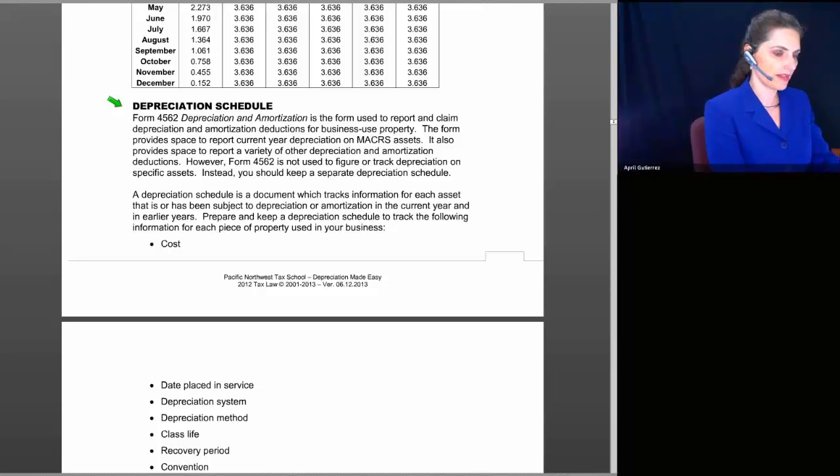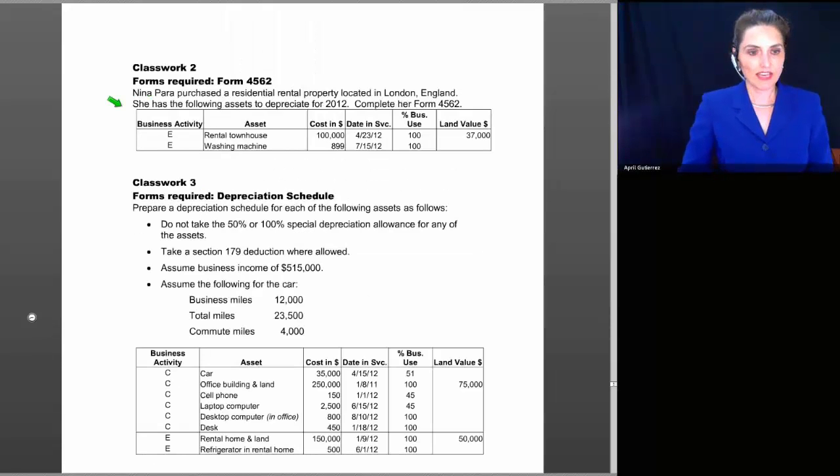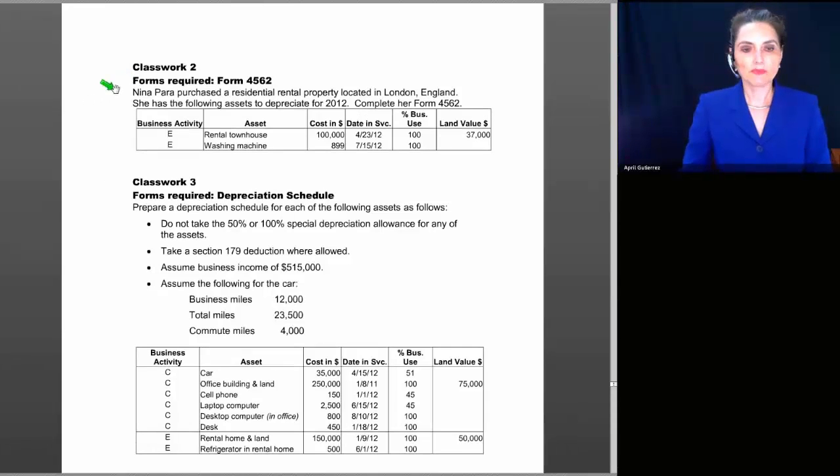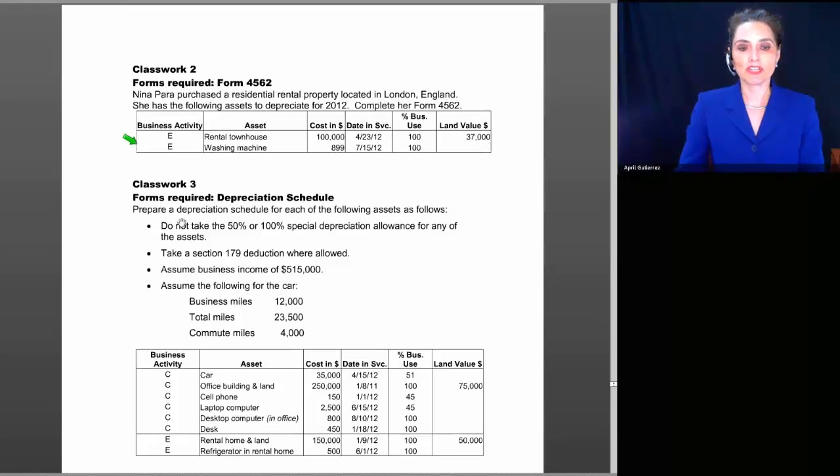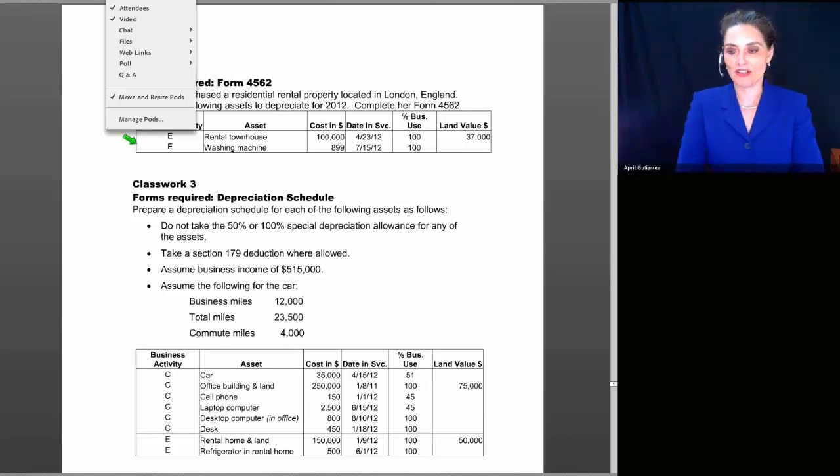It's not going to be classwork assignment number 1. If we have time for that, I'll come back to it. But go to classwork assignment number 2, which is on page 68. In here we have a character named Nina Pera. She has purchased a residential rental property located in London, England. She has the following assets to depreciate for 2012. Complete her Form 4562, is what it says. I'm not going to ask you to complete the 4562, but what I would like you to do for her is figure out the amount of depreciation deduction she can claim for each of the 2 assets shown here, and I'll have the answer ready.